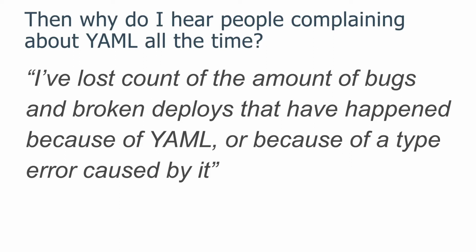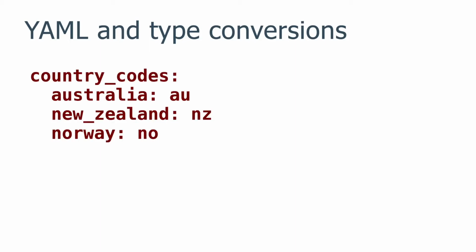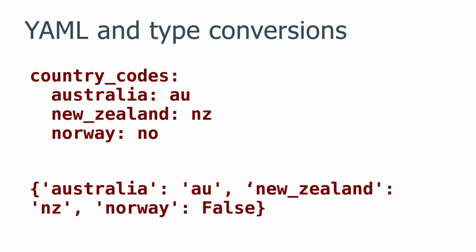So let's take a little bit of time to talk about YAML and type conversions. Given this section of YAML here, what would you expect the result to be upon deserialization? Australia, AU, New Zealand, NZ, Norway? False. We now have a mixed list, as no was interpreted as false. This is known as the Norway problem. YAML is very liberal when doing type conversions, and this leads to many errors.